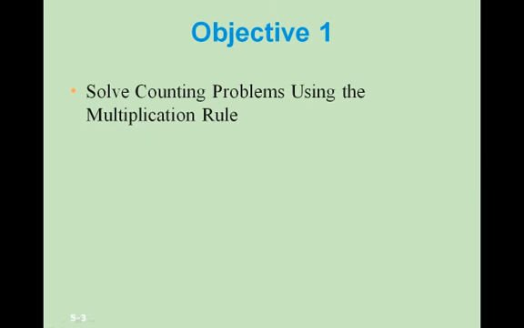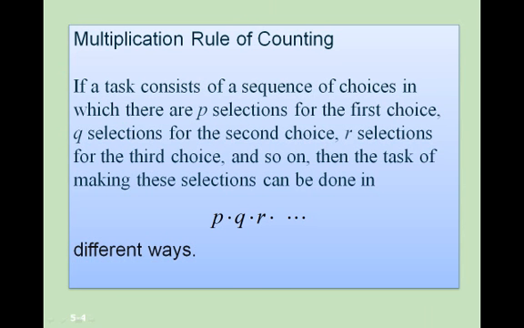Objective 1, we want to solve counting problems using the multiplication rule. The multiplication rule of counting says, if a task consists of a sequence of choices in which there are P selections for the first choice, Q selections for the second choice, R selections for the third choice, and so on, then the task of making these selections can be done in P times Q times R and so on different ways.